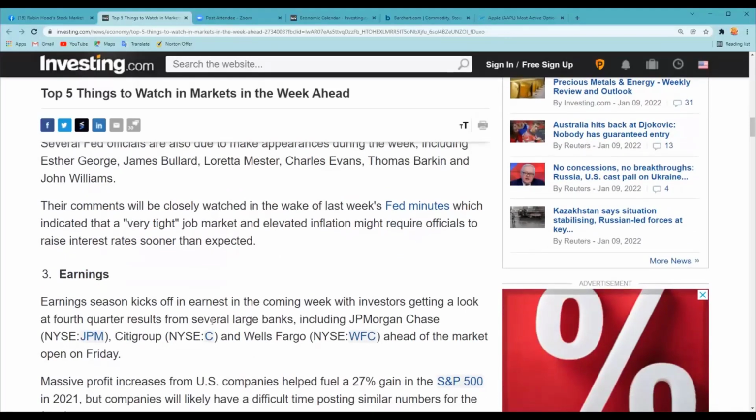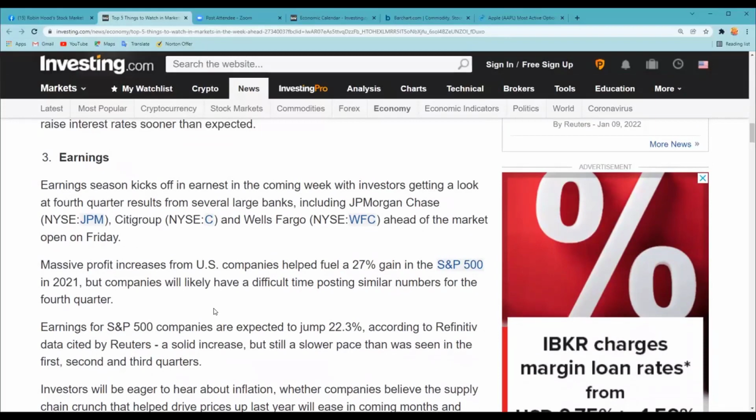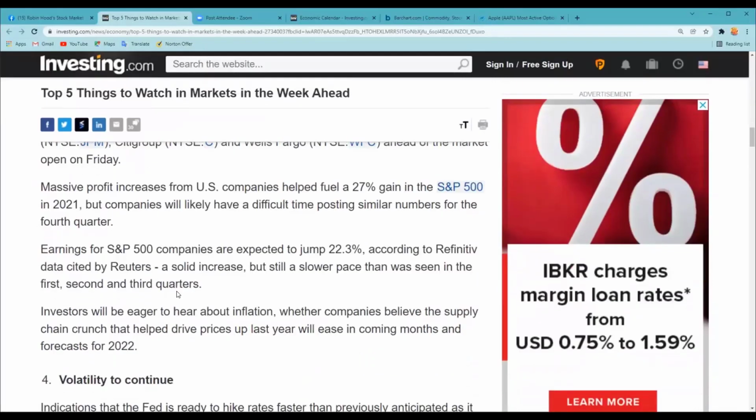Number 3, earnings. Earnings season kicks off in earnest in the coming weeks, with investors getting a look at fourth quarter results from several large banks, including JP Morgan, Citigroup, and Wells Fargo ahead of the market open on Friday. Massive profit increases from United States companies helped fuel a 27% gain in the S&P 500 in 2021. But companies will likely have a difficult time posting similar numbers for the fourth quarter.